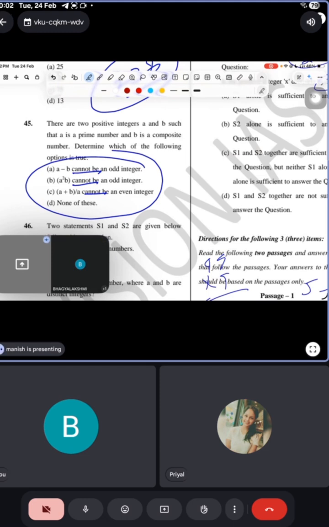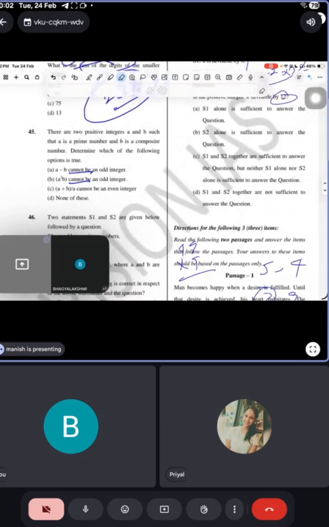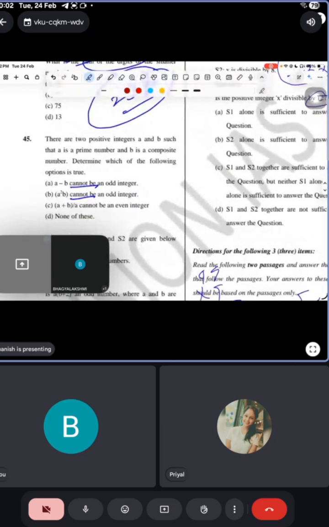So the question is saying a minus b cannot be an odd integer. So my duty will be to prove it odd at least one time, so this statement will be wrong. So let's prove. Because a is prime, let's say 2, 3, 5, 7. And b is composite, so let's say 4, 6, 8, 9, 10.